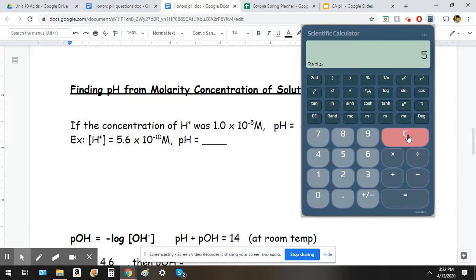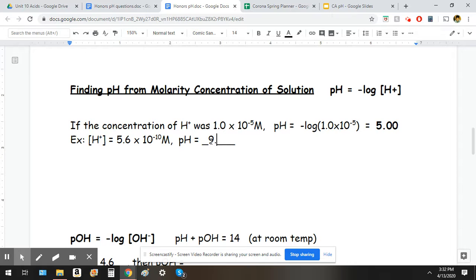So let me type it in and we'll see if your answer matches mine. Again, I have to work backwards. Type in the concentration first. Negative 10. That's what it looks like. Take the negative log of it. 9.25 is my pH. So let's write that, 9.25. Did you get that same answer? You did? Awesome. Good job.